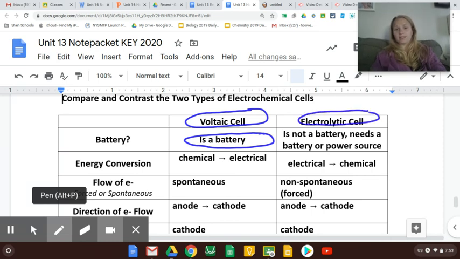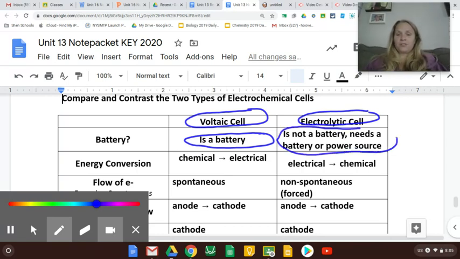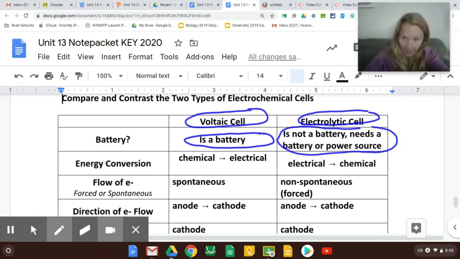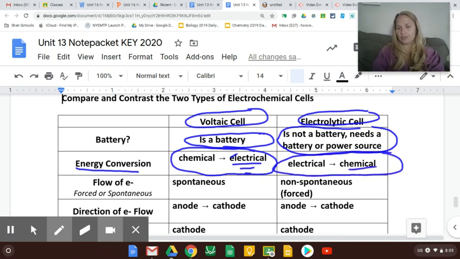An electrolytic cell is the opposite. An electrolytic cell is not a battery. It actually needs a battery. It has to have a power source so it can do chemical things. So a voltaic cell is a battery. An electrolytic cell needs a battery. Energy conversion: a voltaic cell takes chemicals in your phone battery and turns them into nice electrical energy for you. An electrolytic cell is more for scientists to take electrical energy and do chemical things with it. So you have to memorize that, but if you think about it logically, it makes sense.